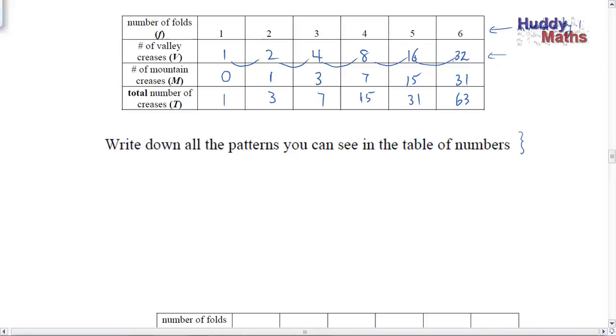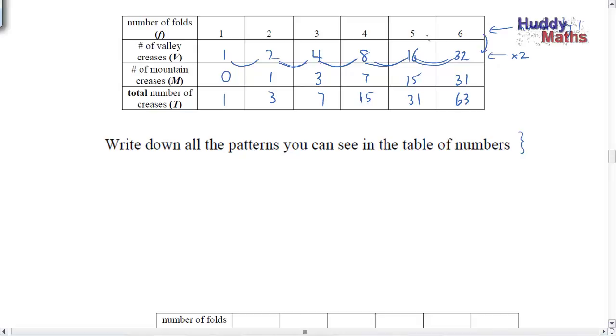So you're multiplying by 2, aren't you, each time? Okay, multiplying by 2. 2 1's are 2, 2 2's are 4, 2 4's are 8, 8 2's are 16, 16 times 2 is 32. So you might have spotted that. Can you see a connection between these then, using that as a hint?